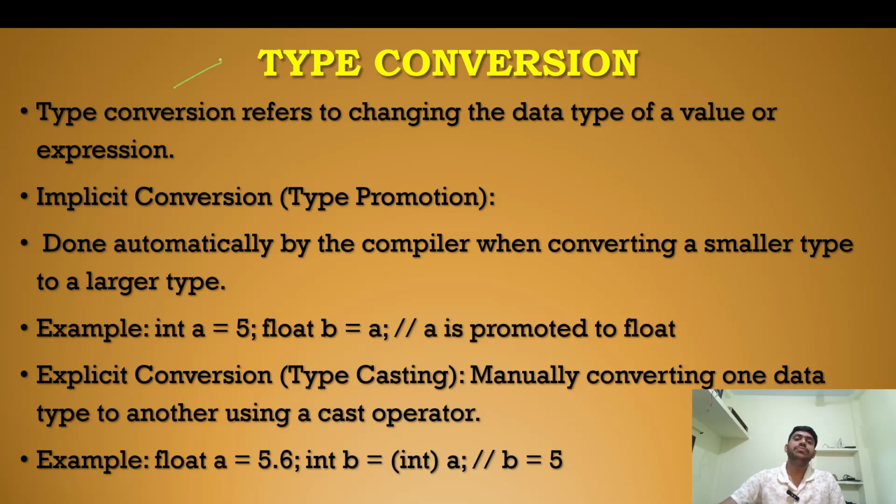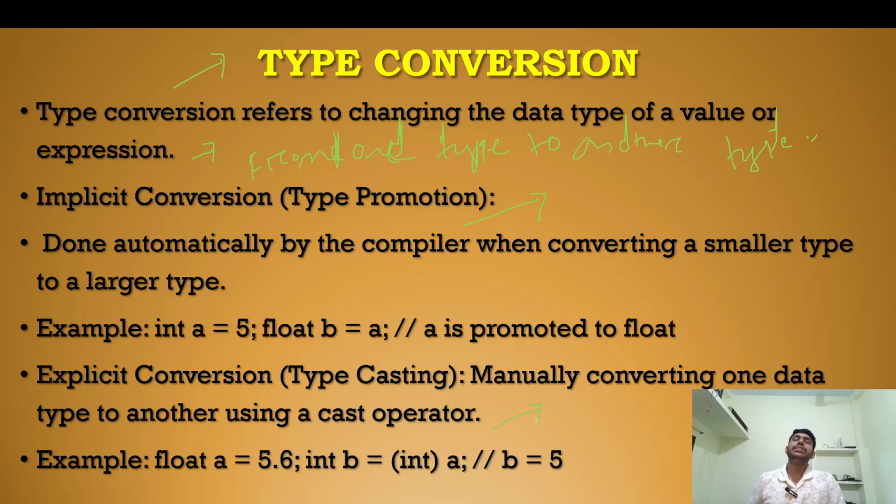So what do you mean by type conversion? The point is, type conversion refers to changing the data type of a value or expression, changing the data type from one type to another type. It is called type conversion. So we are having two kinds of type conversion. One is your implicit conversion, one is your explicit conversion.